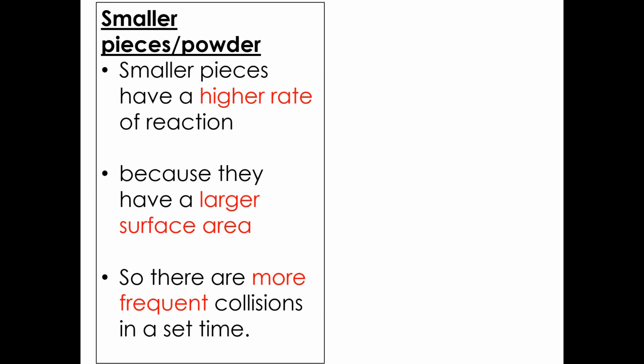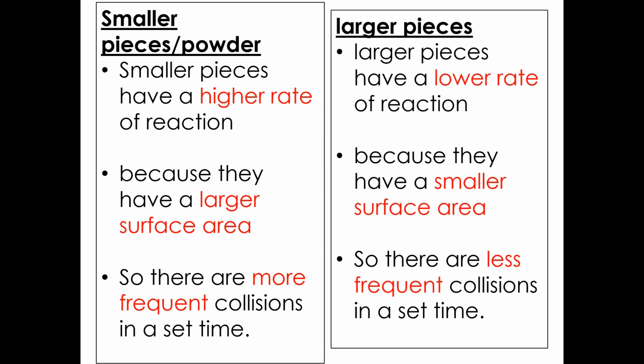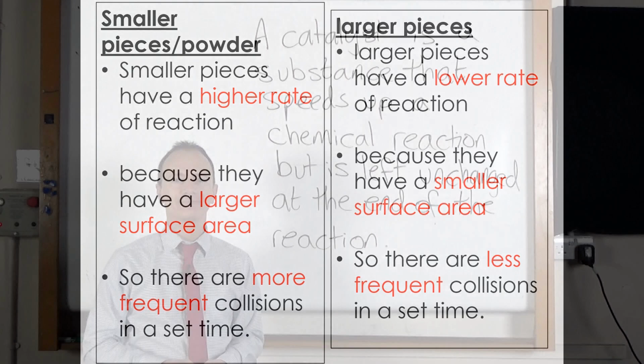The way that affects the rate of reaction is that smaller pieces have a higher rate of reaction because they've got a larger surface area, so there are more frequent collisions in the same time. Larger pieces have a lower rate of reaction because they have a smaller surface area, so there are less frequent collisions in a set time. And make sure you remember this explanation in case you get asked about surface area on your GCSE exam.